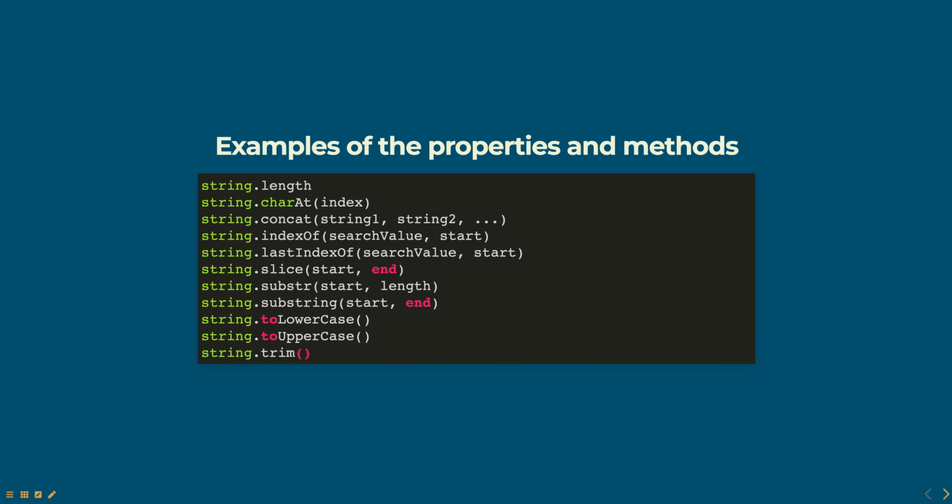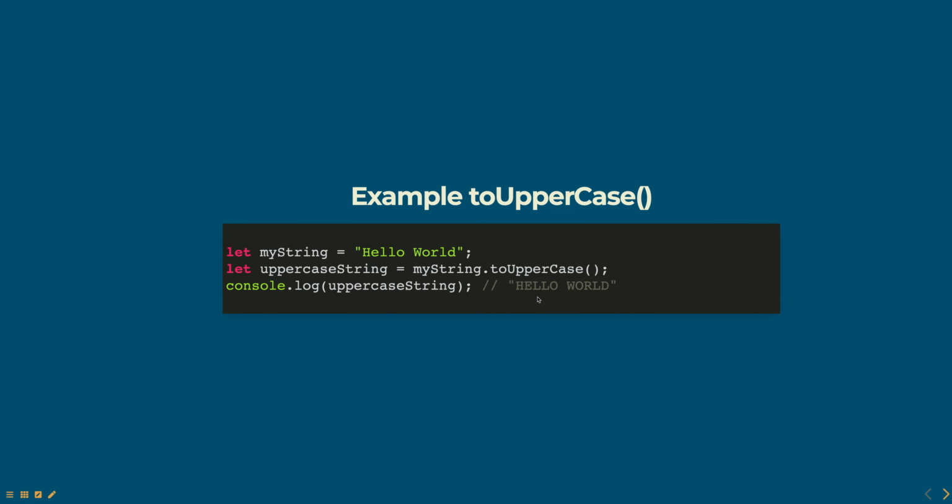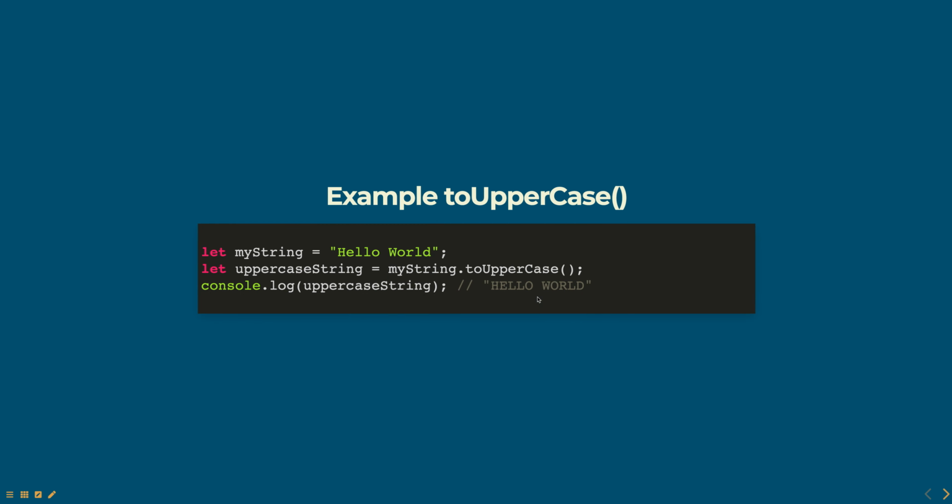String.toLowerCase returns a new string with all characters in lowercase. String.toUpperCase returns a new string with all characters in uppercase. String.trim removes white spaces from both ends of a string. For example, here's how you could use string.toUpperCase method to convert a string to uppercase.